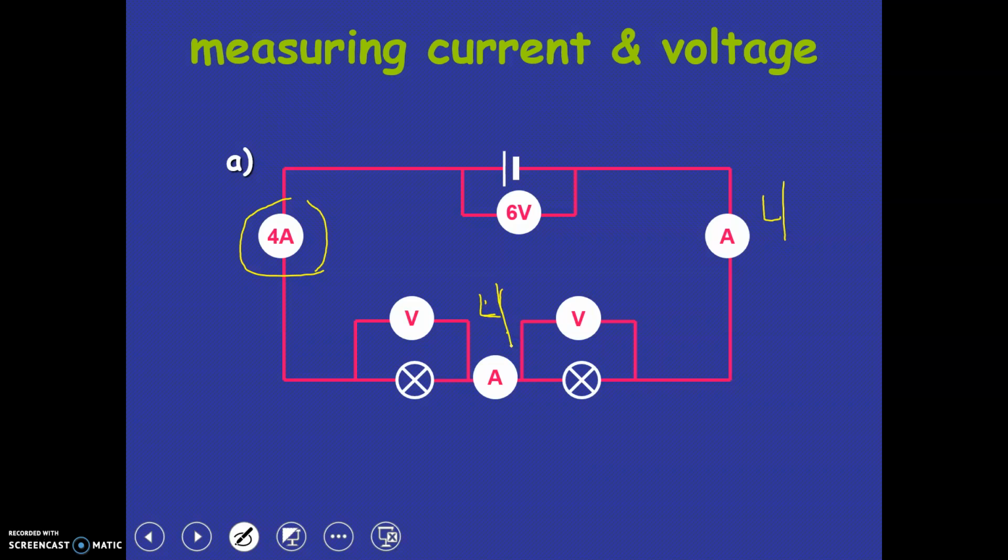Then we can look at voltage. We know that voltage is shared. So we have a total of 6 volts. So this would be shared with 3 and 3.